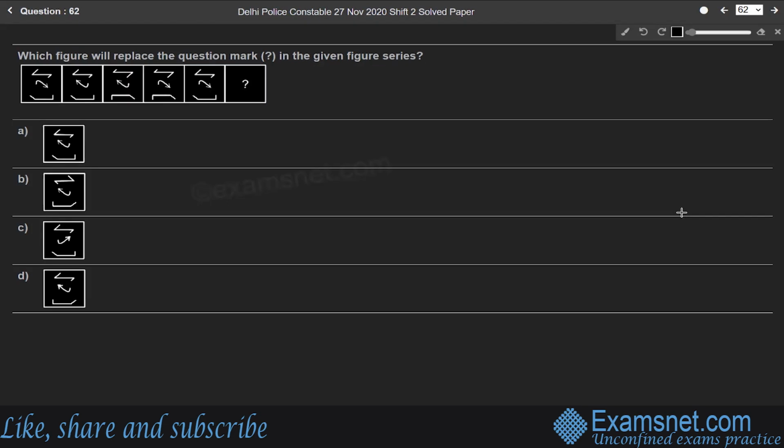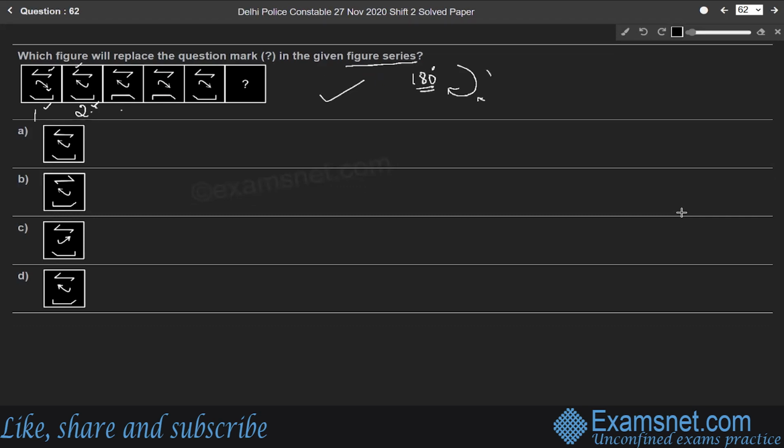Question 62. Which figure will replace the question mark in the given figure series? So the series is like this. Look at the first two figures. The curved arrow in the second figure, with respect to its position in the first figure, is rotated by 180 degrees in clockwise direction, while keeping the other shapes as they are, the above shape and the lower shape. So the curved arrow is rotated by 180 degrees in clockwise direction.